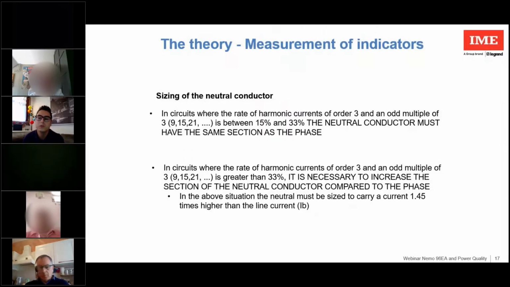A small mention goes to the size of the neutral conductor, which, if we have harmonics from 50% to 33%, must have the same section as the phases. Beyond this value, it is necessary to increase the section of the neutral conductor.